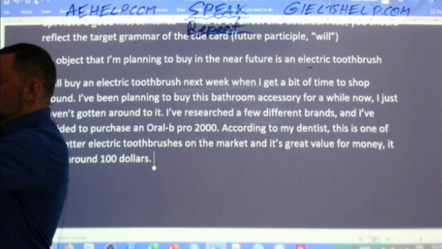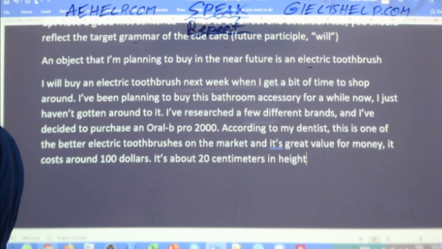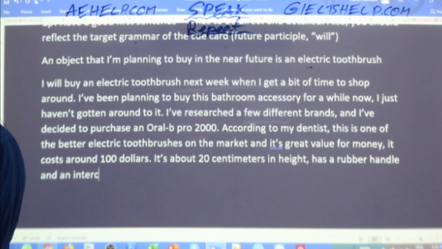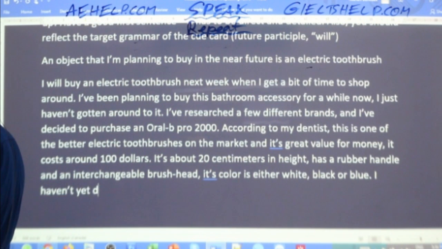Okay, let's describe what it looks like. It's about 20 centimeters in height. Has a rubber handle and an interchangeable brush head. Its color is either white, black, or blue. I haven't yet decided which color to buy.